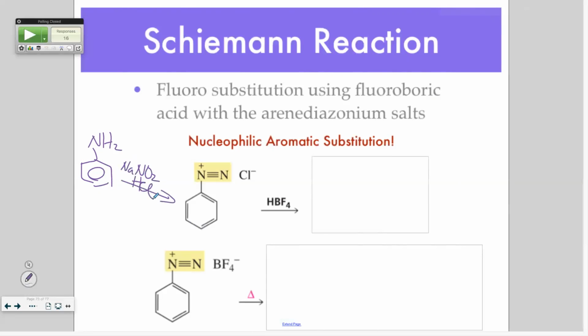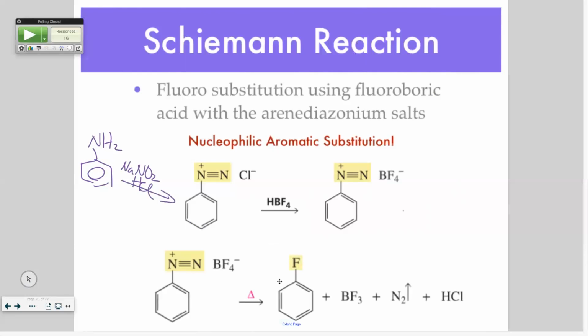And then you're going to add HBF4. I have never used HBF4. What happens is you swap out the anion from chloride for BF4 minus, and then you heat it up. So it's kind of 2 steps. One step is add the HBF4, and then the second one is hike the temperature. And the fluorine will come off the boron.